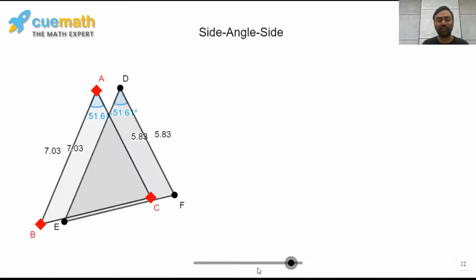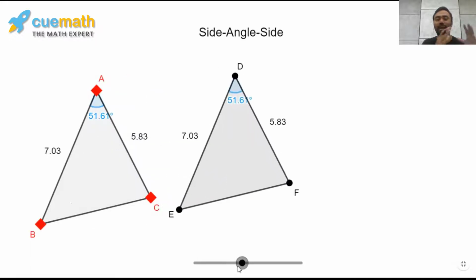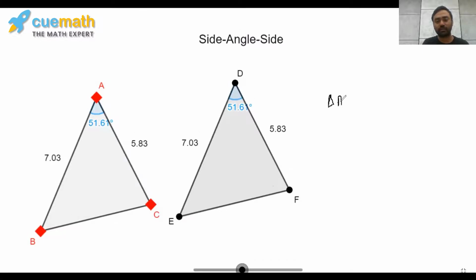So we can again conclude that since we have these conditions, the two sides and the included angle of one triangle ABC are equal to the two sides and the included angle of the other triangle DEF. That is why we can again write here that triangle ABC is congruent to triangle DEF.